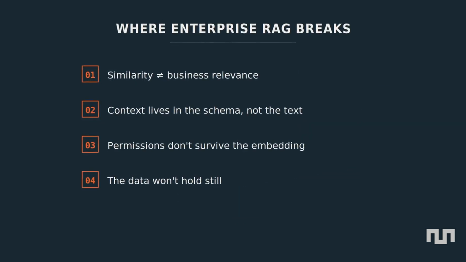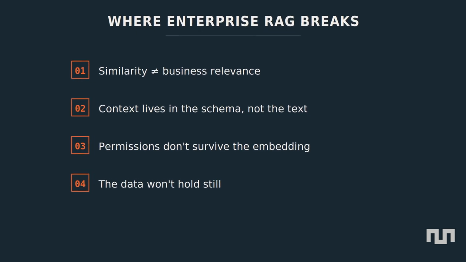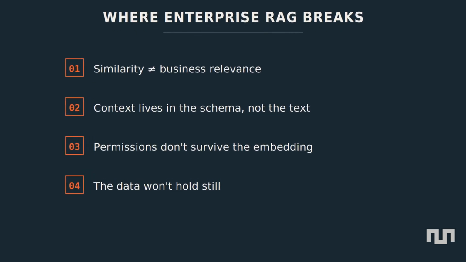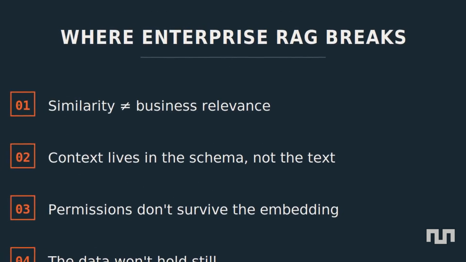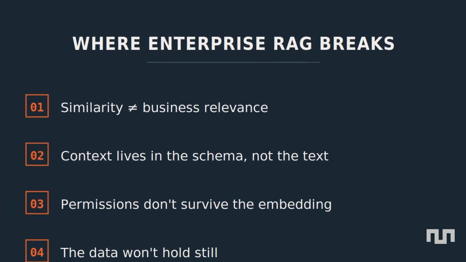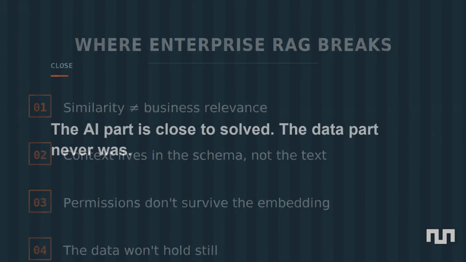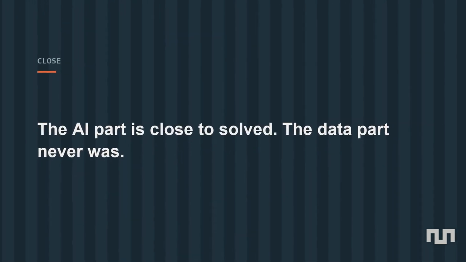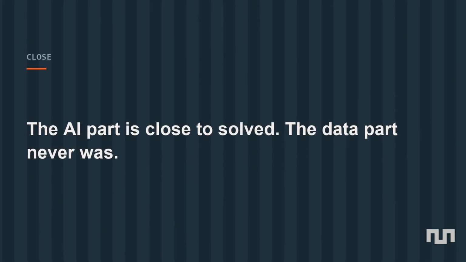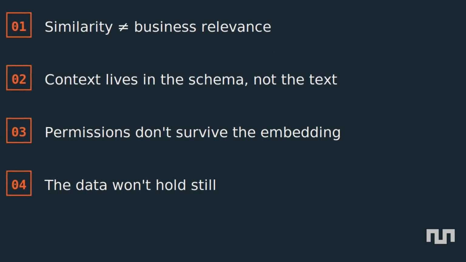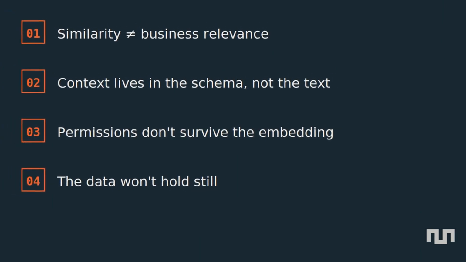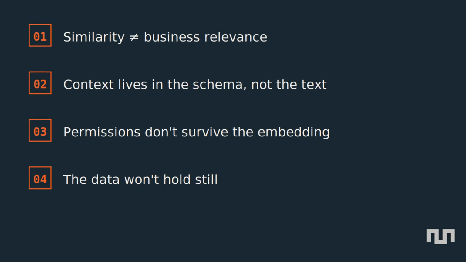The uncomfortable summary. The difficulty of enterprise RAG is almost entirely proportional to how badly documented your systems are. The AI part is close to solved. The data part never was. Next video, I'm going deeper on that metadata layer, specifically why your database schema turns out to be the hardest part of any enterprise AI project and what to do about it.